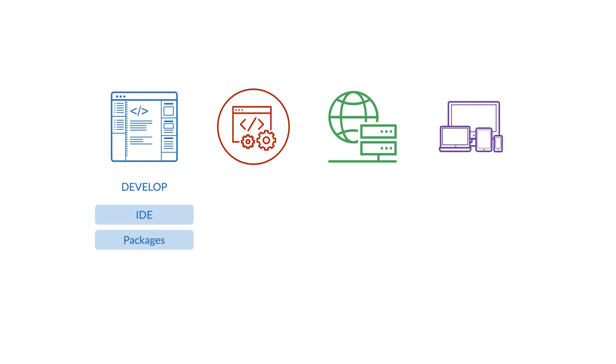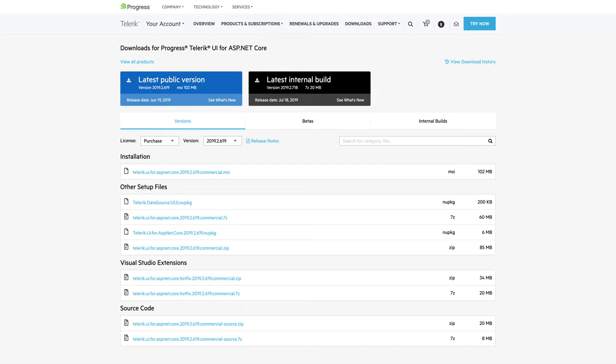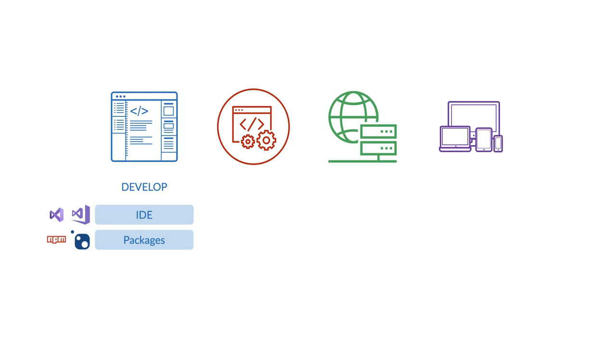Development targets .NET through your favorite IDE or text editor. Telerik UI for ASP.NET Core supports both. If you're using Visual Studio, we provide an extension that supports project creation. For dependencies, we provide both client-side and server-side packages through your account on telerik.com. These are also hosted through a private NuGet feed or through NPM.